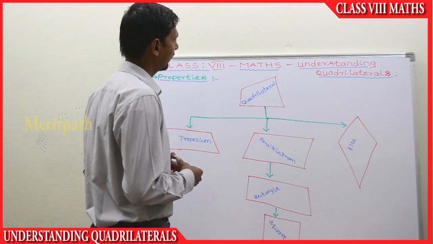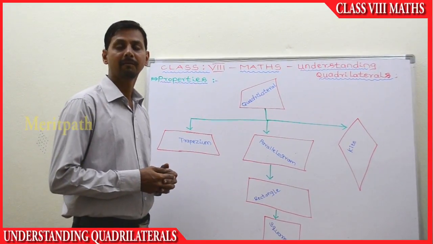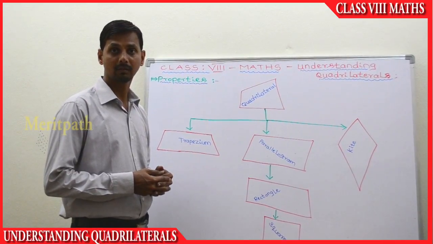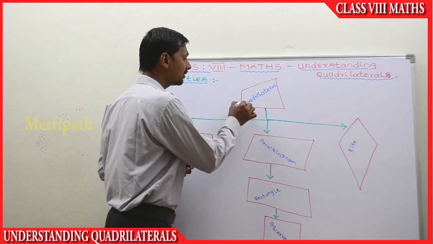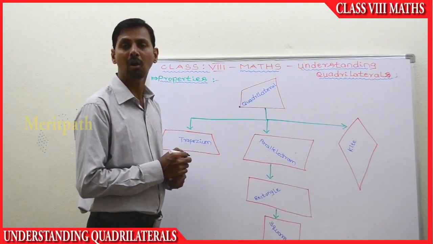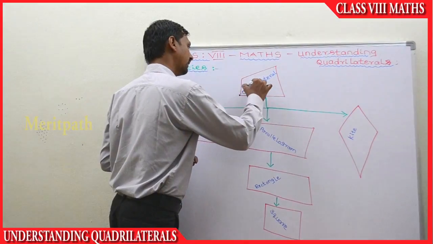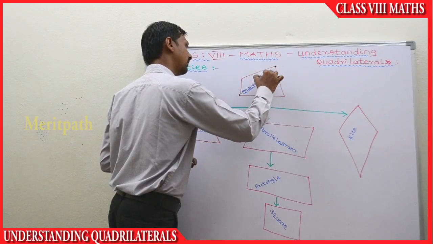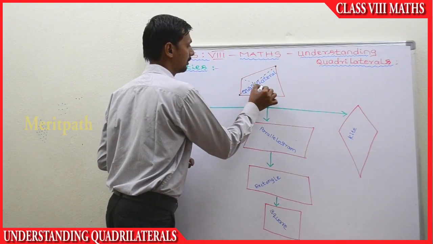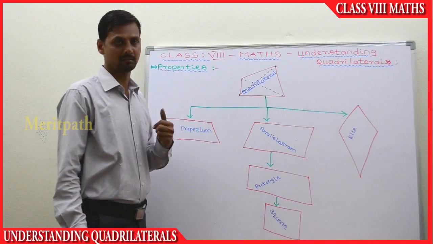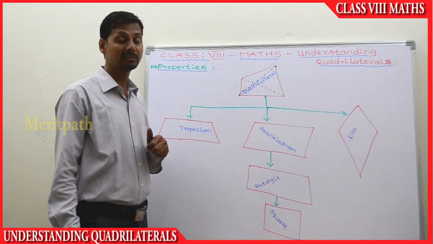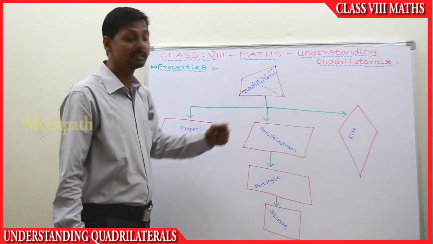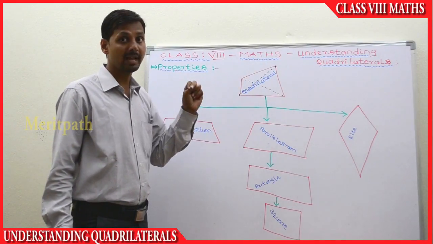Let's take a quadrilateral. We have discussed the diagonals of a quadrilateral. If non-consecutive vertices are joined together, we call it a diagonal. If you join these two non-consecutive vertices, and these two as well, we get two diagonals. So these are the diagonals of a quadrilateral. When two non-consecutive vertices are joined, we call it a diagonal. So a quadrilateral has two diagonals.